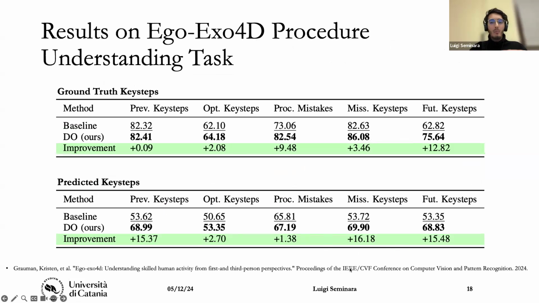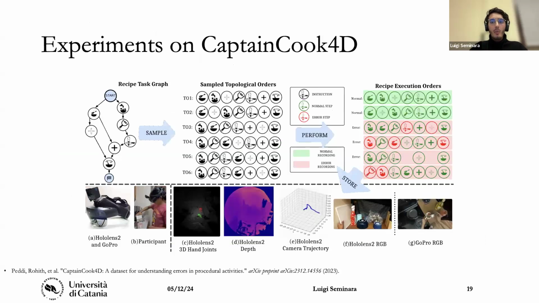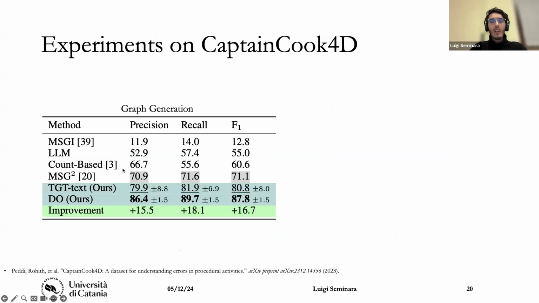An explanation of these experiments will be added to an extension of the work that we published at NeurIPS, because these experiments are not present inside the paper. We also performed task graph learning experiments using Ego4D, which is a collection of videos where the sequences are extracted from a recipe task graph. And we observed that our model achieves better results compared to methods that are based on heuristics.